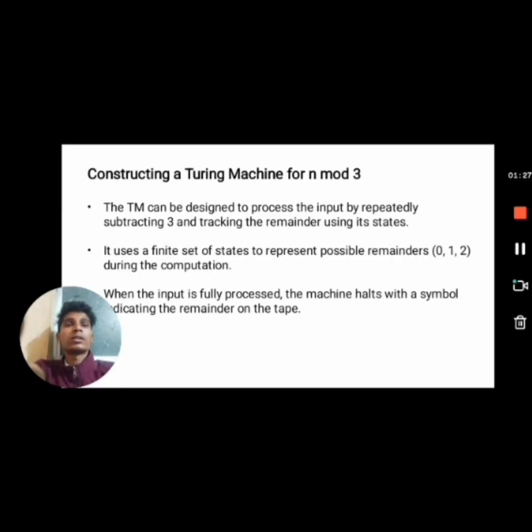The construction of a Turing machine for n mod 3. The TM is designed to process the input by repeatedly subtracting and tracking the remainder using its states. It uses a finite set of states to represent possible remainders 0, 1, 2 during the computation. When the input is fully processed, the machine halts with a symbol indicating the remainder on the tape.